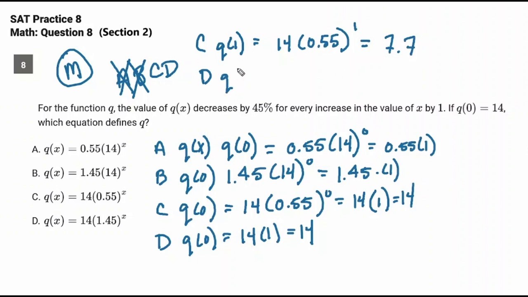Q of what? 1, because we're increasing x by 1. We increased 0 by 1. 14 times 1.45 to the, follow the directions, 1. Again, there's no need for calculation here. 14 times 1.45. Is that going to go up or down? It's going to go up. We're looking to go down 45%, so that doesn't work. So C's got to be the answer. You got to put your head down and do some work here, but you get it right, and you move on.